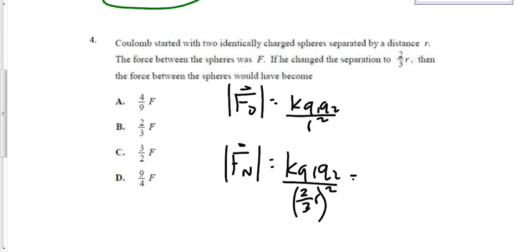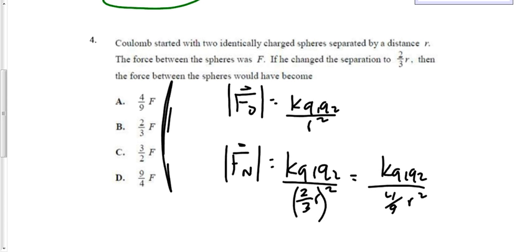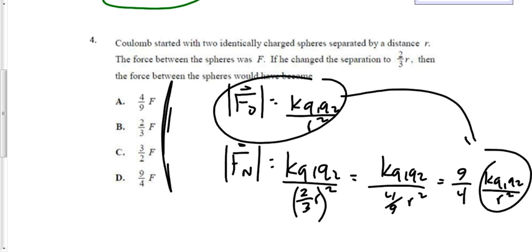Now, let's simplify this a little bit. Try to make it look a little bit more like one of these answers here. Let's say kQ1Q2 over 4/9 R squared, once we pull it out outside of the brackets. And then once we divide by a fraction, same as multiplying by a reciprocal, we get 9 over 4 times kQ1Q2 over R squared. Now, we know that this is my original force. So I'm going to say that my new force is 9 over 4 times my original force.